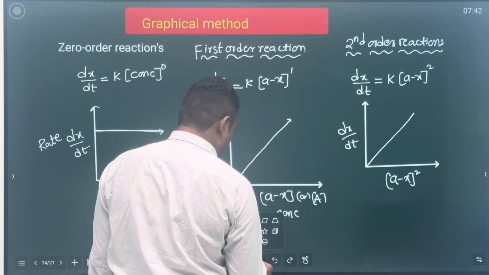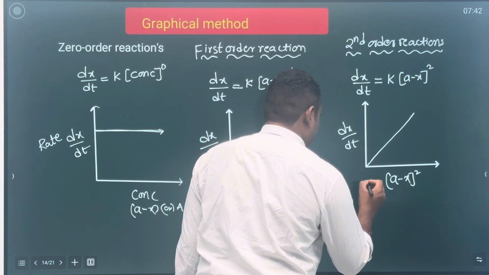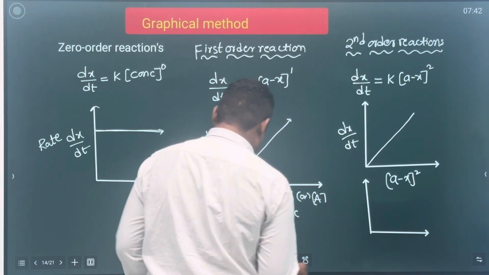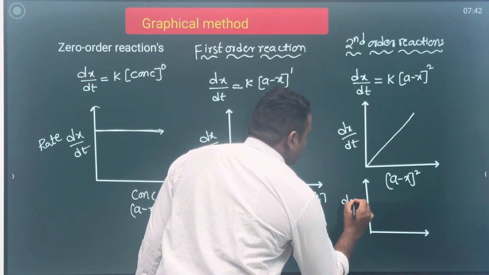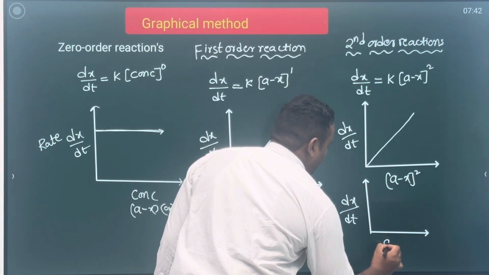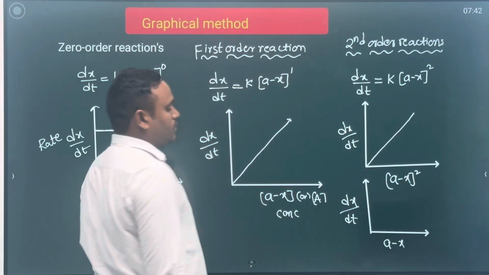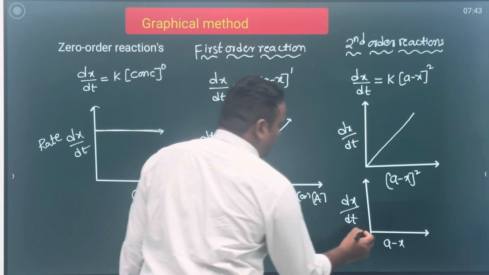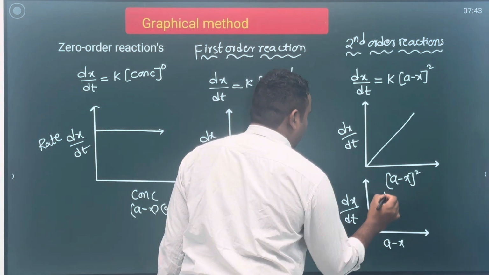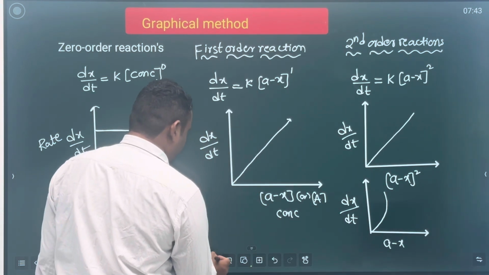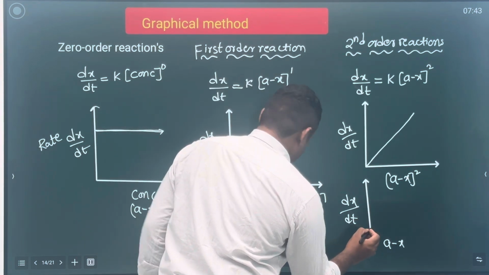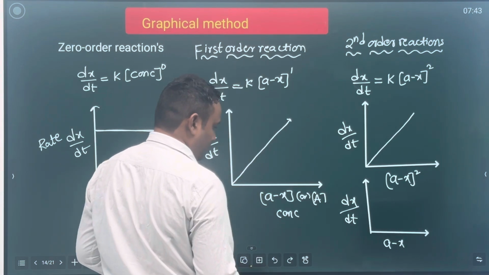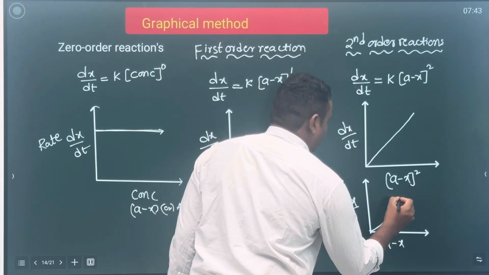So if you draw the graph between dx by dt versus a minus x, instead of a minus x whole square I am going to take a minus x. So you will get a graph curve like this. Not that much. A hyperbola, you will get a curve like this.